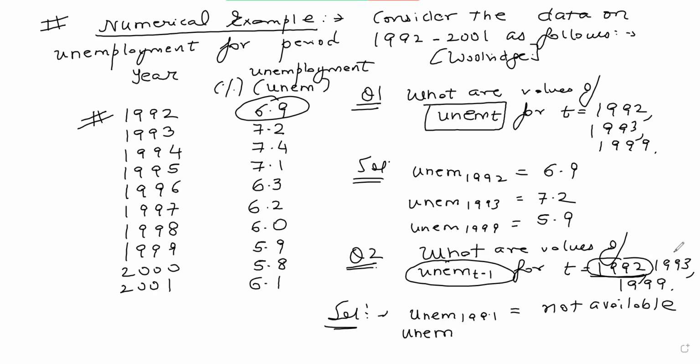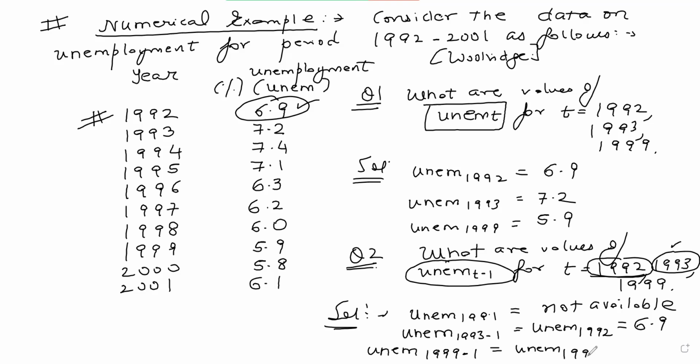When I put T as 1993, 1993 minus 1 is 1992, and for 1992 the unemployment rate was 6.9%. The unemployment rate in 1999, so when I put T as 1999 minus 1, it is 1998, and unemployment in 1998 was 6%. So I hope students have understood this.